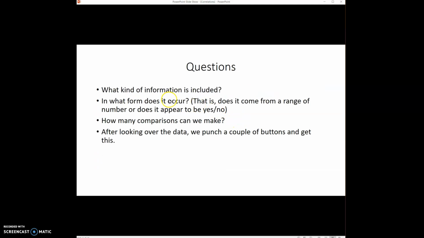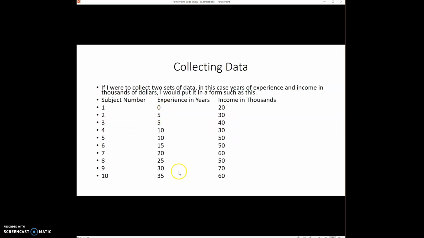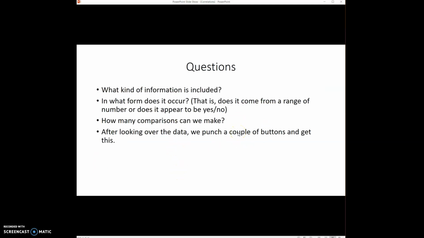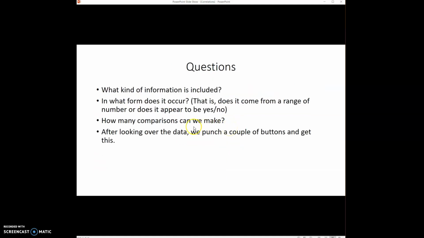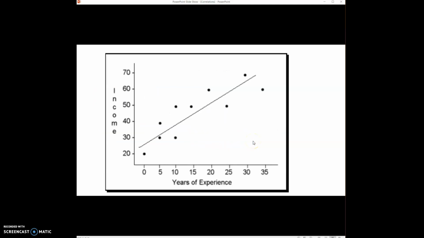So the question is, what kind of information is included? Well, it's years of experience and income in thousands. What form does it occur in? What we mean by that is, does it come from a range of numbers, or is it yes, no? Well, this is ratio data. This is interval data. So this is something we're going to run with Pearson. So really, that's the only two things we can compare. So we push the data in, punch a couple of buttons, and we get this. This is a scattergram. It shows the relationship between years of experience and income.